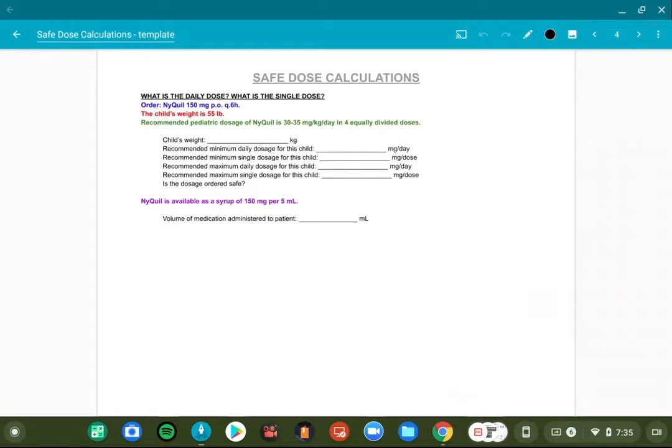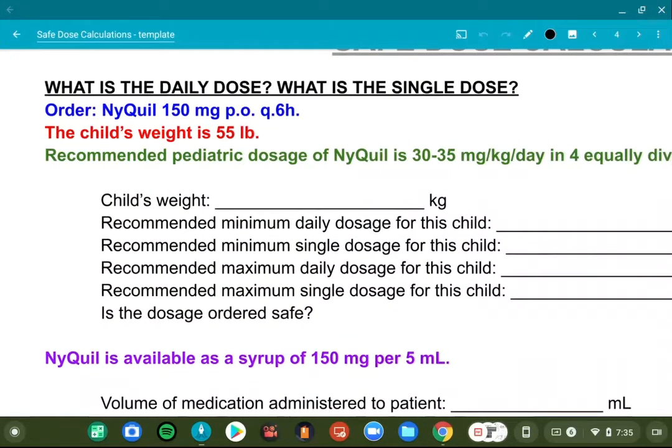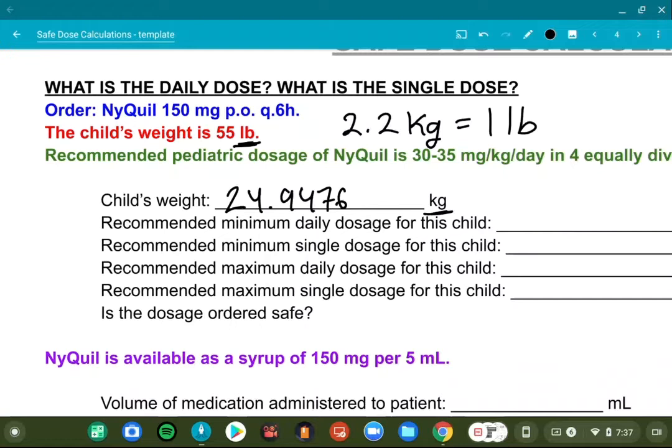Okay, so child's weight. We always want to make sure that we're using the same units, and this is not the same units. We have the weight in pounds, we want the weight in kilograms. If you do want to use the actual numerical conversion, you would divide pounds by 2.2. There's about 2.2 pounds per 1 kilogram. And that means that this child is 24.9476 kilograms, but for sanity's sake, we're going to call him 25 kilograms. So always make sure that you have your same units.